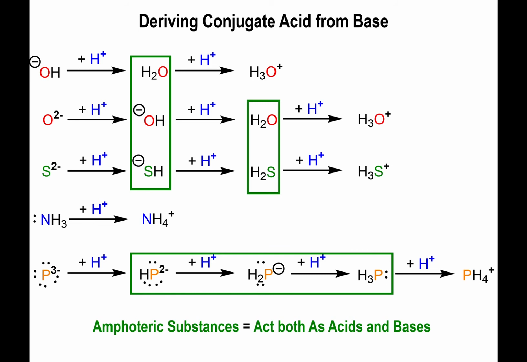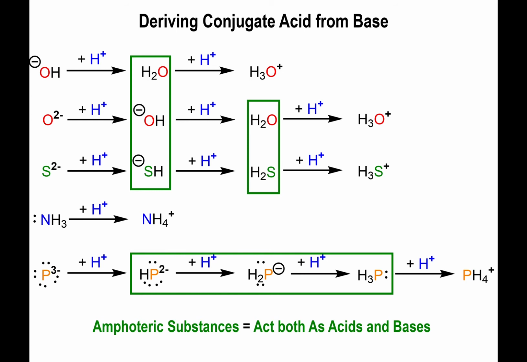And so this act of either being a base or an acid is what we refer to as having an amphoteric substance. It can behave in either way. And the way you tell which way it's going to behave is based on the other reactant present, or the other species on the reactant side.